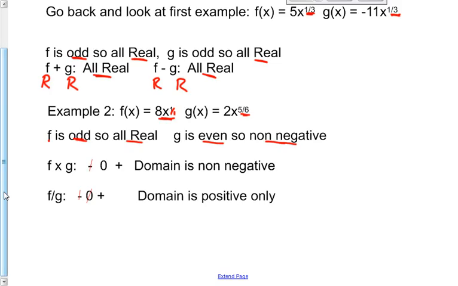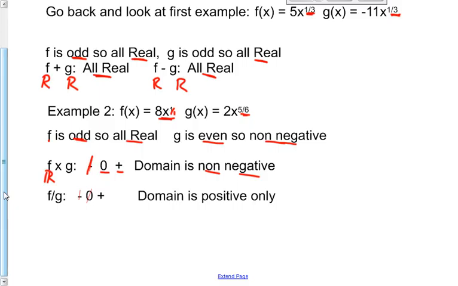So when I look at doing f times g, my f function was all reals, but my g function said I can't use negatives, which means the only domains that are left are 0 or positive. That's called non-negative.